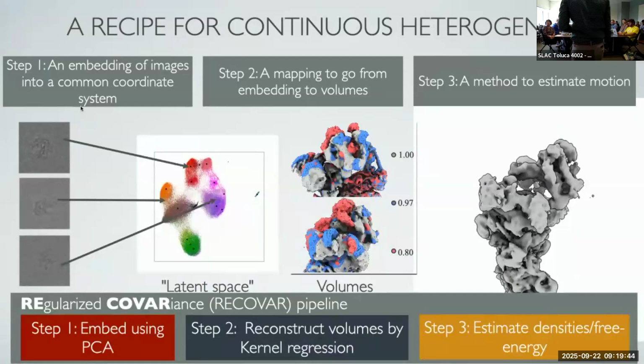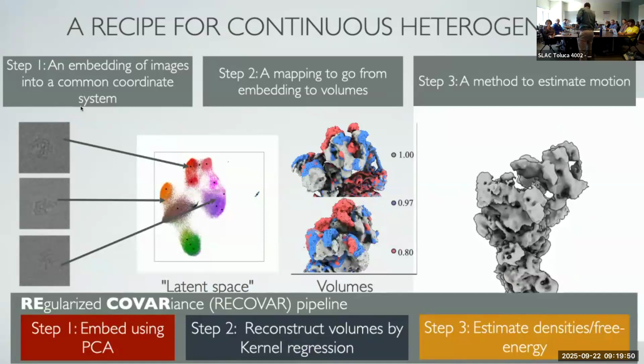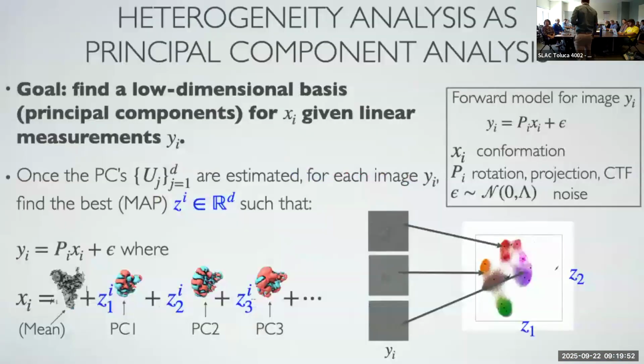So just very quickly, step 1, the embedding step, takes this full data set of images and tries to represent it in some low-dimensional coordinate system. We do it using PCA, or principal component analysis. The idea is that we're somehow going to find a low-dimensional basis for the conformations, the xi's, given only images, the linear measurements. I'll tell you in a minute some ideas on how to do this, but let's suppose we've solved this problem and found these principal components of the volumes, not of the images.